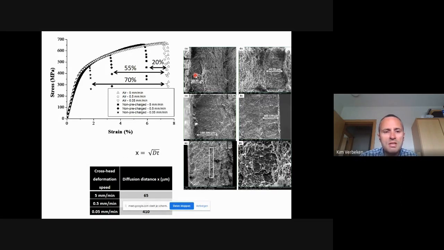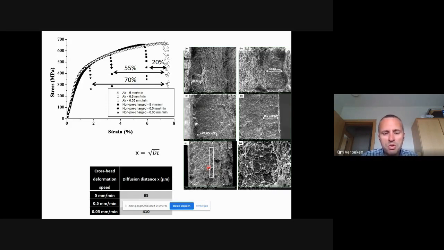And then we did the test 10 times slower, and you can clearly see that there's an increased effect of hydrogen on the ductility. So we lose here 55% of our strain when it's hydrogen charged. And then you also see in the fractography a clear difference, because here we have, again, a fracture surface with a distance related to the diffusion distance, which has been affected by hydrogen. When we go to the slowest strain rate, you have an effect of 70% ductility loss. And then you can see here in our fracture surface that it's completely affected by hydrogen.